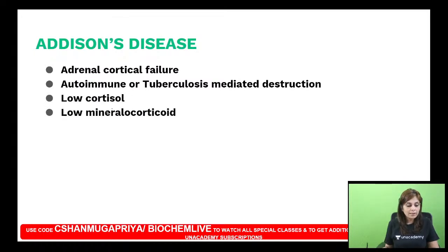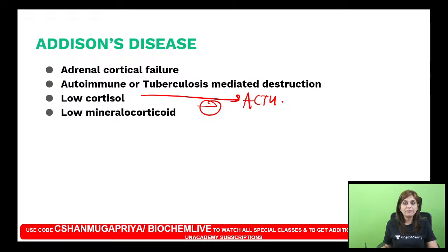Okay. Now, what happens when there is low cortisol? Do you all know that cortisol, in a feedback mechanism, suppresses ACTH release? So though ACTH stimulates all three steroid hormone syntheses, aldosterone, cortisol, and sex steroids, it is inhibited in a feedback mechanism only by cortisol.